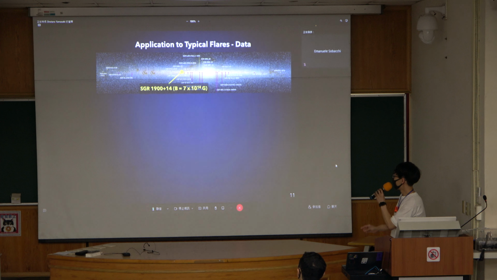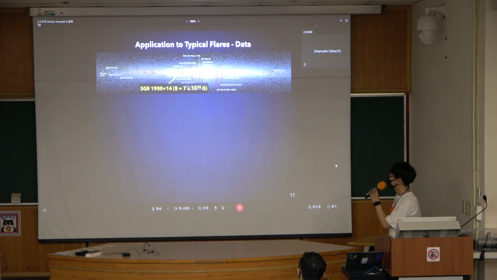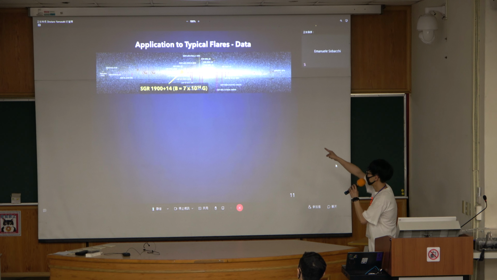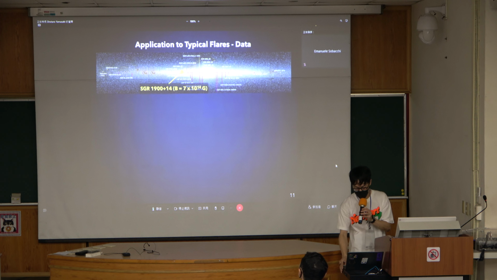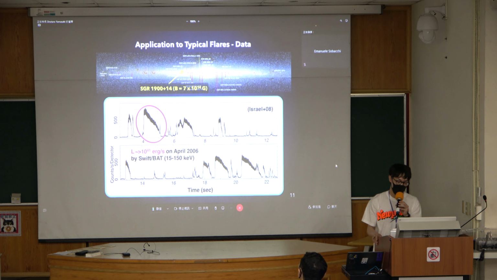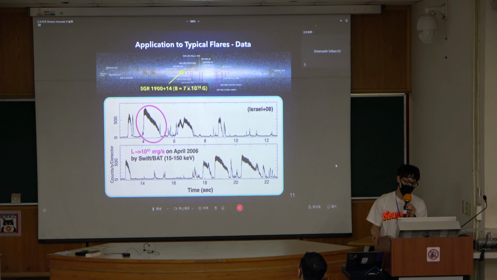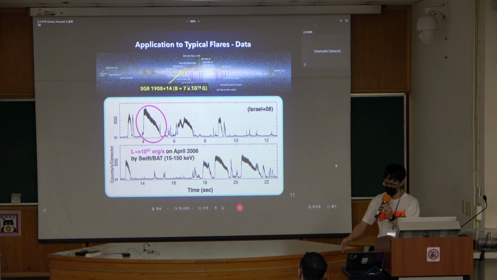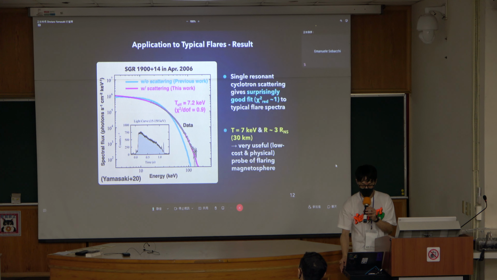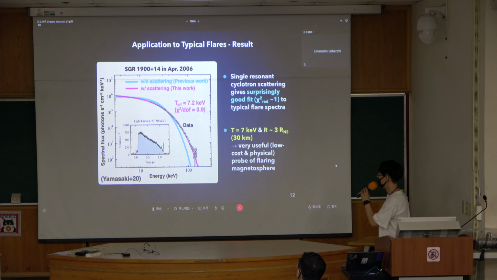So we consider this galactic field magnetar distribution, and I also show the magnetic center of our galaxy, and there is one famous magnetar. This magnetar showed a strong burst forest in the past, and we picked a typical bright flare. This is the light curve, time scale versus count rate, and then we checked the spectrum, and this is the main result. You can see the blue line is the original spectrum, and the red line is after the scattering.